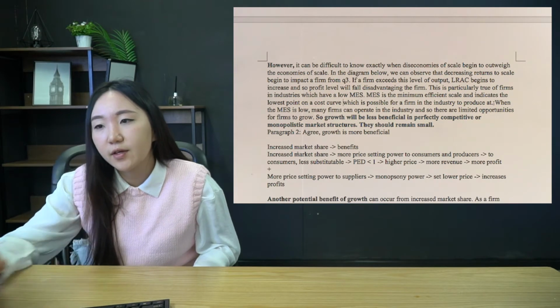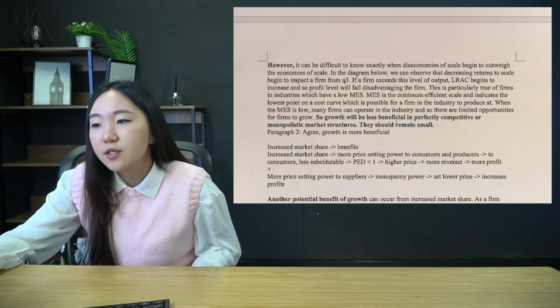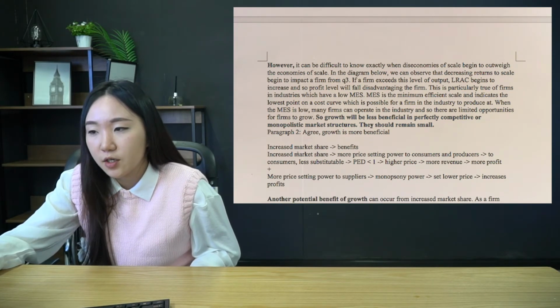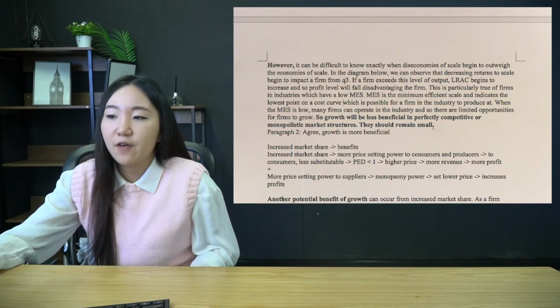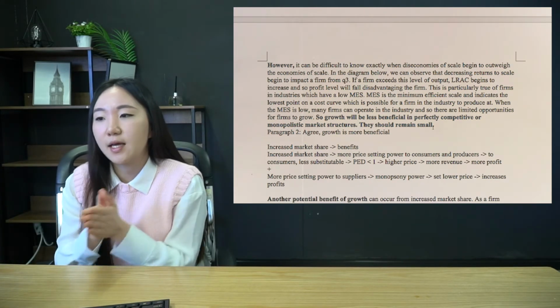and that I've got a good understanding of theory. When the MES is low, many firms can operate in the industry, and so there are limited opportunities for firms to grow. So growth will be less beneficial in perfectly competitive or monopolistic market structures. They should remain small. You see, I've again sandwiched it with the point which I'm trying to make, which is that bigger is not better.